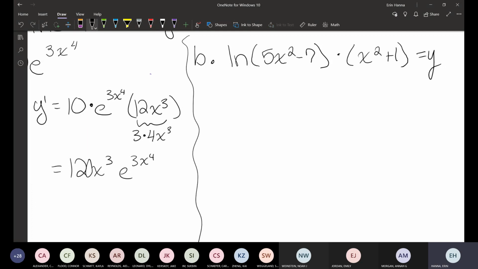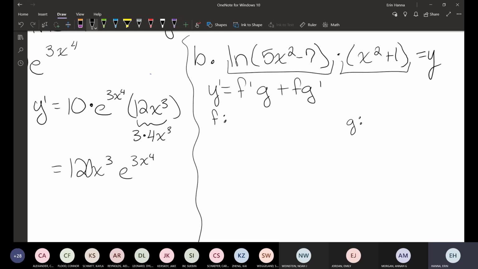Next one was a product rule because we have the natural log of 5x squared minus 7 times x squared plus 1. When you essentially have two different situations of x showing up, or whatever variable you're talking about, since these are multiplied together, product rule. So just to remind us of our product rule, that will be our f prime g plus f g prime, where the f and the g are the two pieces.